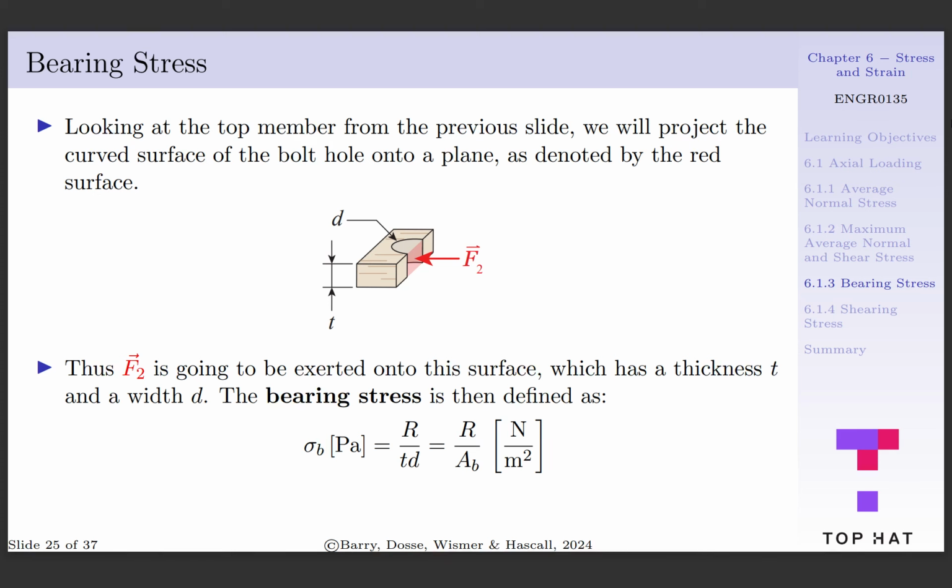The bearing stress is defined as sigma sub B, where B refers to bearing. This is equal to the reactionary force per the area to which this force is applied, which is equal to R per TD, where T is the thickness of the member and D is the diameter of the bolt hole. We'll call this area the bearing area, or A sub B. This, like the other types of stress, has units of pascals.